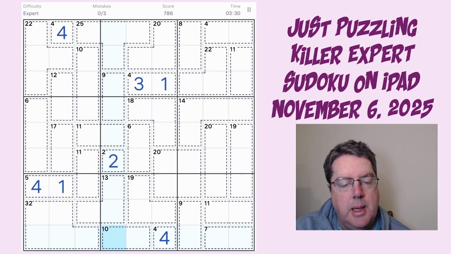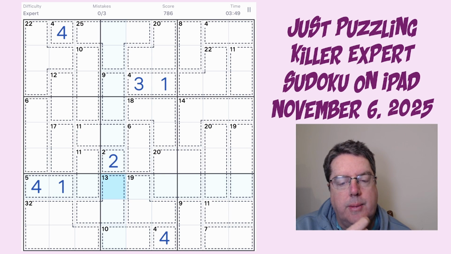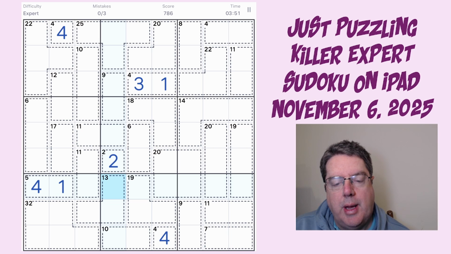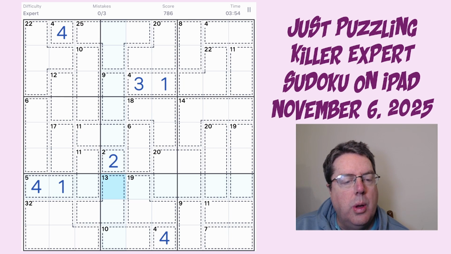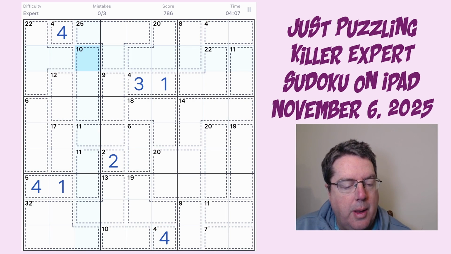So 1 can be here, here, or here. Okay, 2, 4, 2 and 6, 1 and 3. Not exactly flying up, is it? Okay, so I can figure out where the 1 is in this box, right? Because 1 can't be here, 1 can't be here, 1 can't be here, and 1 can't be here. So that's a 1 there.